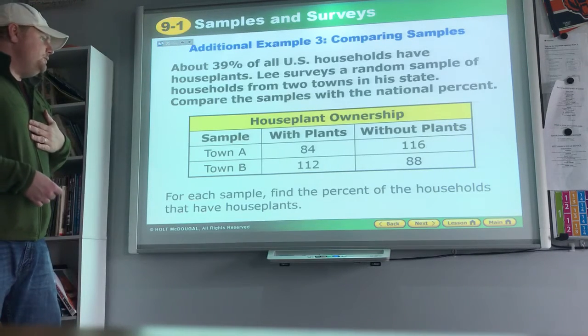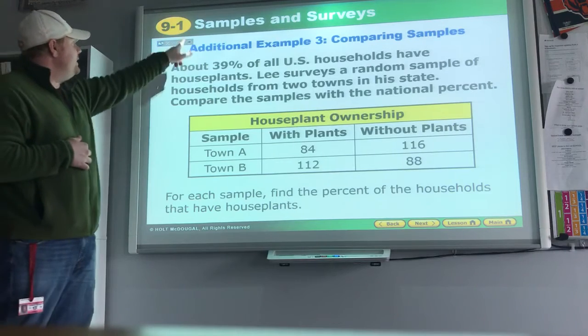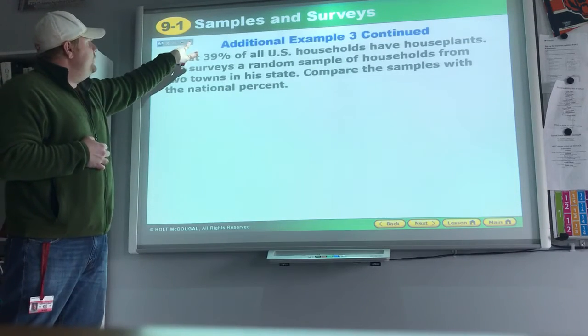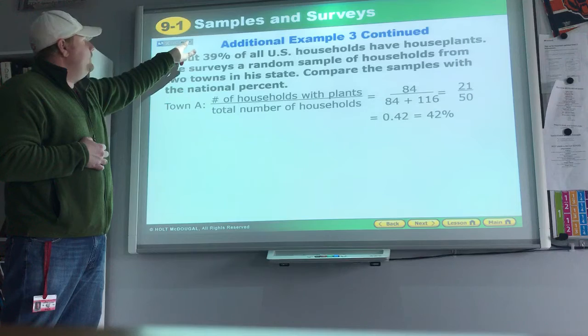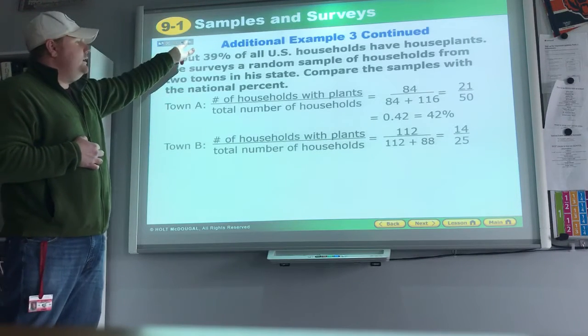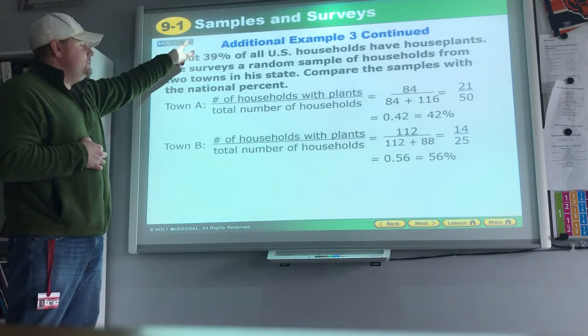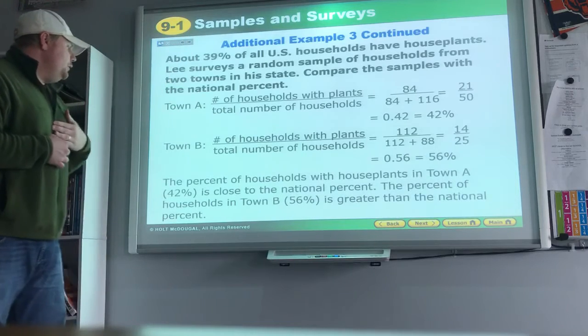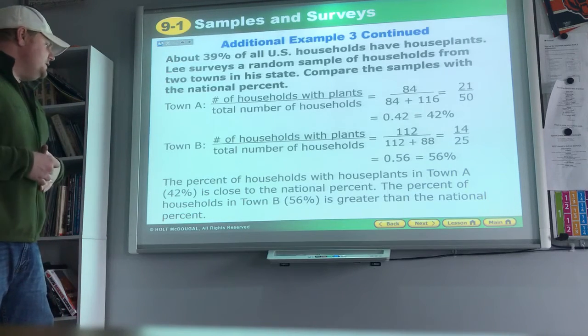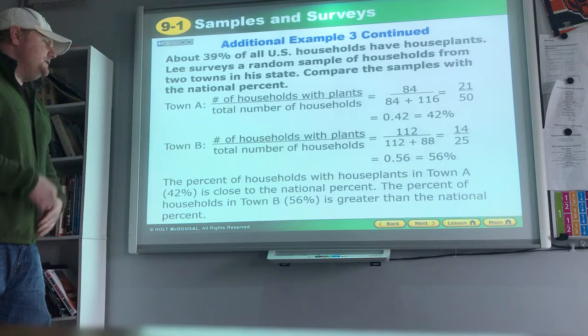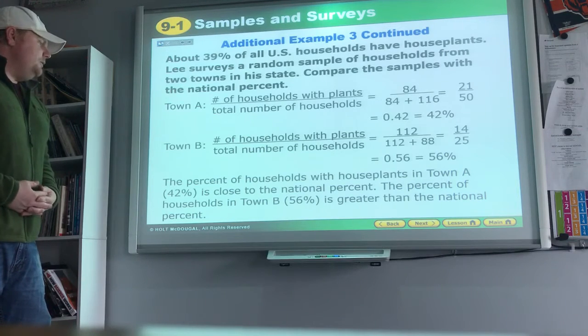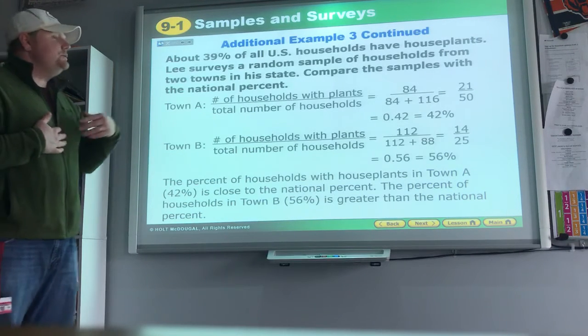For each sample, find the percent of the households that have houseplants. All right? We do that. And we get 56% for Town B. So the percent of households with a houseplant in Town A, 42, is closer to the national percentage. The percent of the households in Town B, 56, is greater than the national percentage.